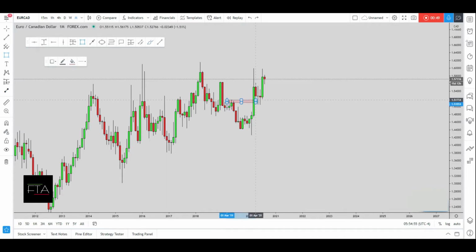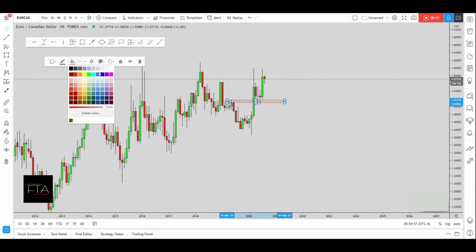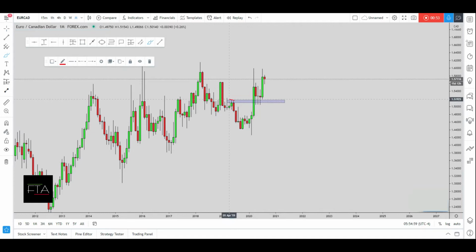Specifically, here, the start of the pattern was exactly here, the previous resistance. Now turned support was at this level here, which was also the completion zone of the W formation and the level from which the pattern itself started.